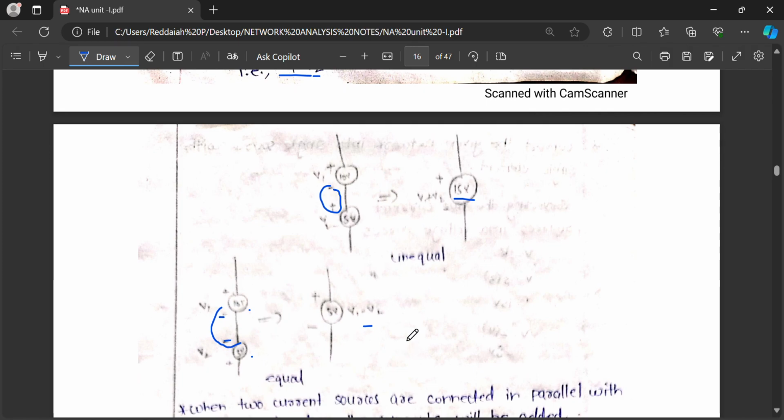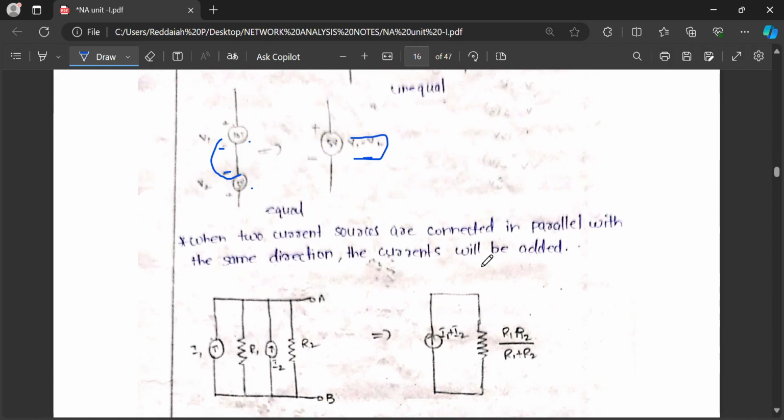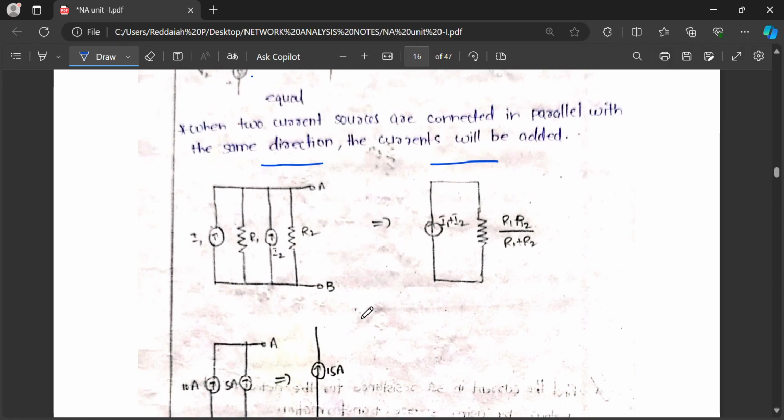Equal signs are connected, so it is V1 minus V2 that we have to do. Another rule: when two current sources are connected in parallel with the same direction, the currents will be added. These are the rules. You can see the PDF for that, or you can write this.